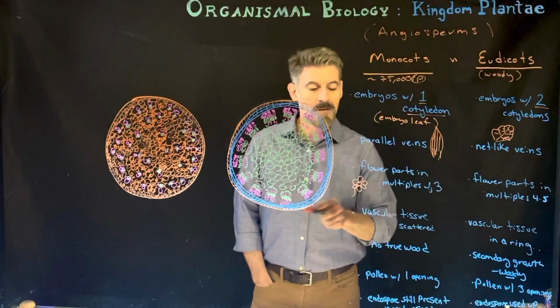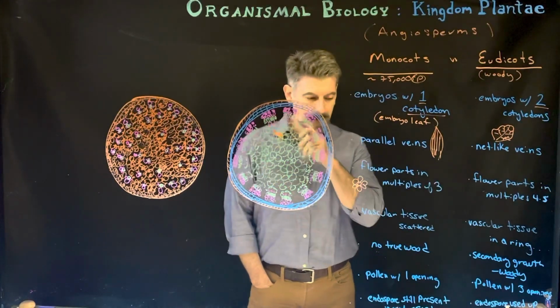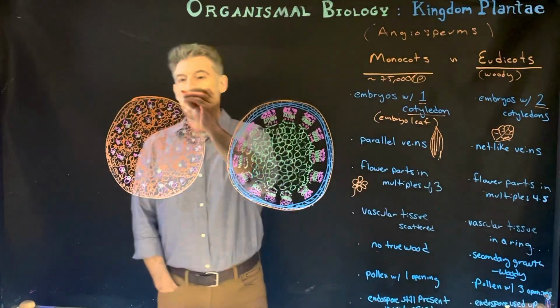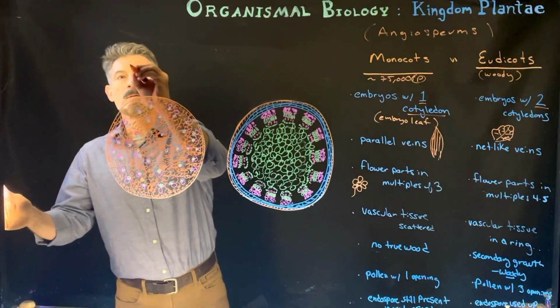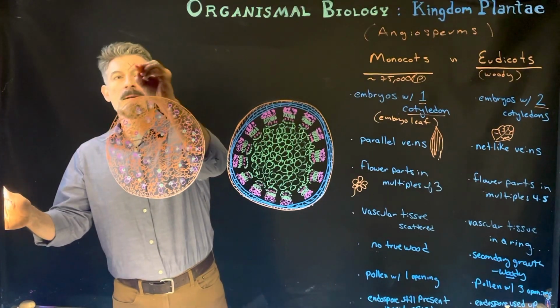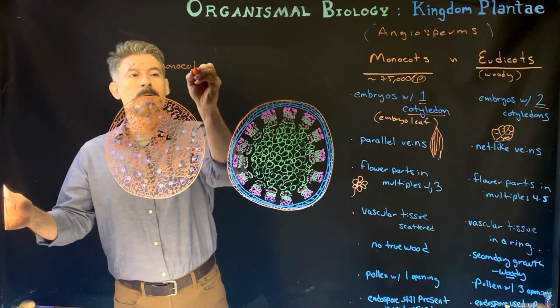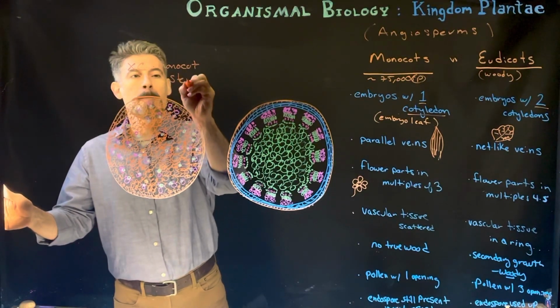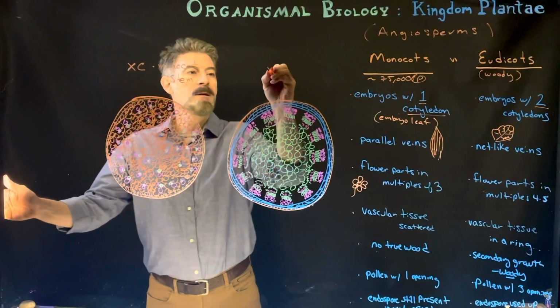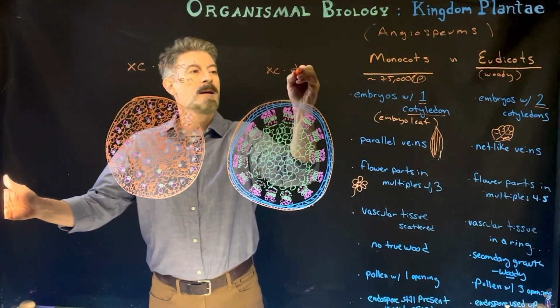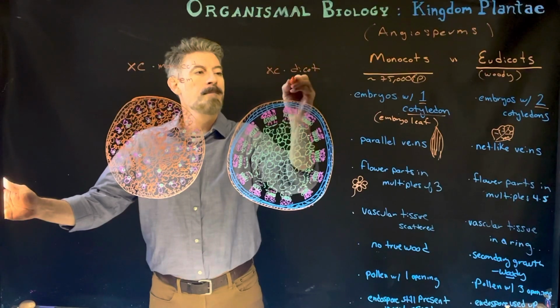So now we'll get to the vascular tissue. That's what these pictures are relating to. So this is a cross-section, we usually refer to it like XC for cross-section, and this is a monocot stem. And this would be a cross-section of a dicot stem.